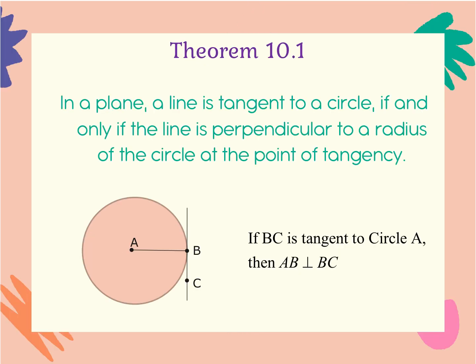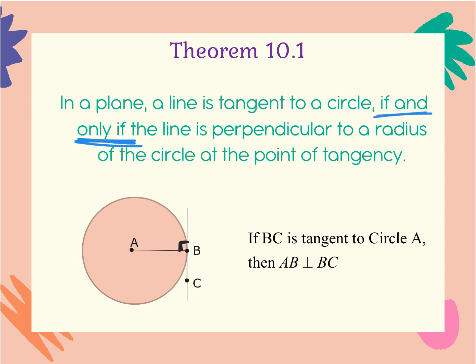So now we have theorem 10.1: in a plane, a line is tangent to a circle if and only if the line is perpendicular to the radius of the circle at the point of tangency. So what does this mean? What are the key words? Only if. It's really, really important here. Because the only way you can tell that this line is tangent is if this is at a 90-degree angle. So if BC is tangent to circle A, then AB is perpendicular to BC.